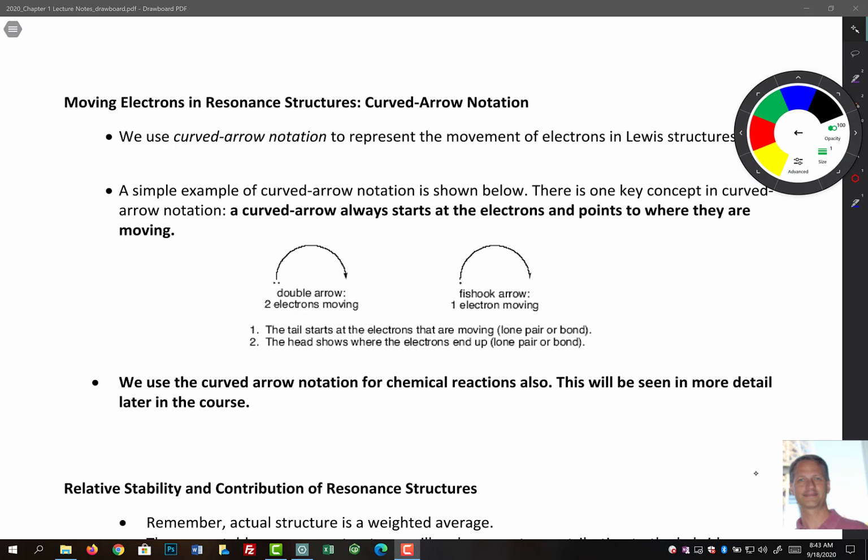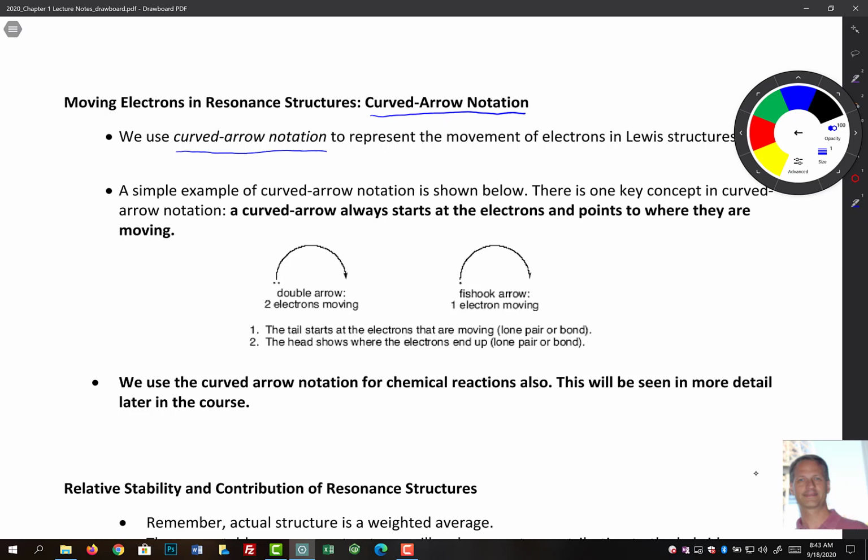So let's take a look here at how we move electrons in these resonance structures. This is called curved arrow notation, and it's something that we're going to be using when we look at mechanisms as we go throughout the whole year of organic chemistry. So not only does it show up in resonance, but it's an important concept to understand because it shows up so frequently in the organic reactions that we're going to learn. So we use curved arrow notation to represent the movement of electrons in these Lewis structures.